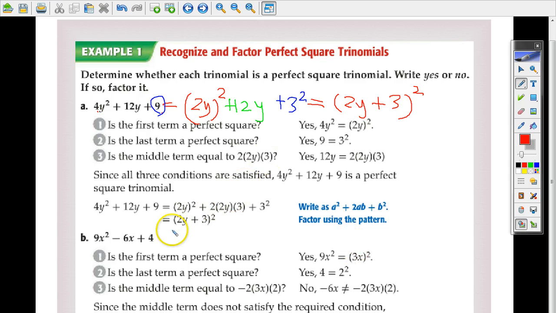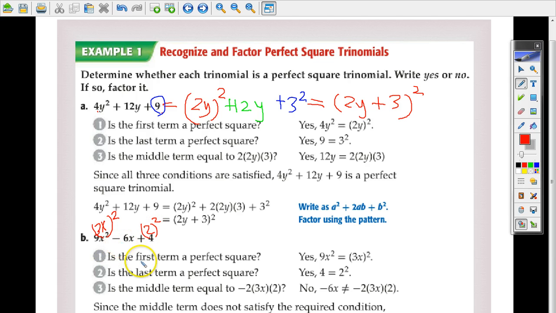Alright, let's try another one. B. Is the first term a perfect square? Yes, because that can be rewritten as 3x squared. Is the last term a perfect square? Yes, because that can be written as 2 squared. So this is your a and that's your b.